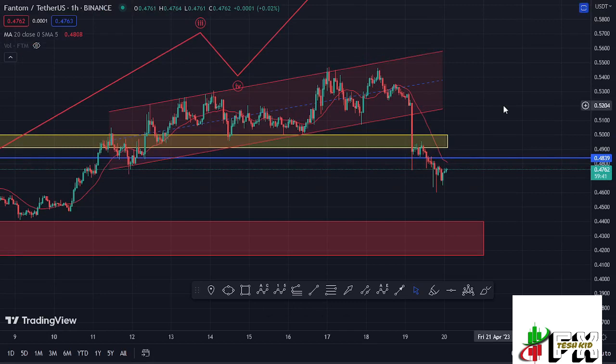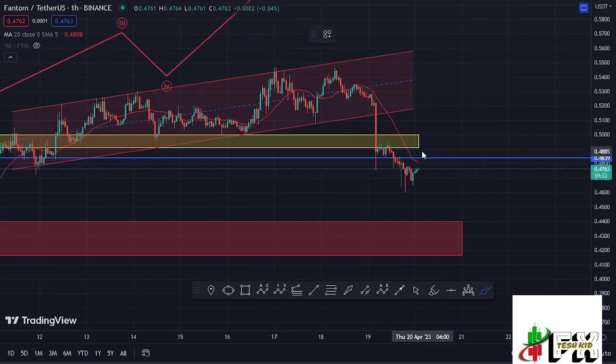Welcome back to TechKidFX for another Fantom price prediction update, which at the time of this recording is trying to battle out with the 20-day MA here on the 1 hour chart, which is now acting as resistance. At the time of this recording, we are also trading below a key area of resistance at around the $0.5 mark, and on a break above that key area of resistance, I'll be watching for a successful retest before we can continue gearing up and continue unlocking higher prices.